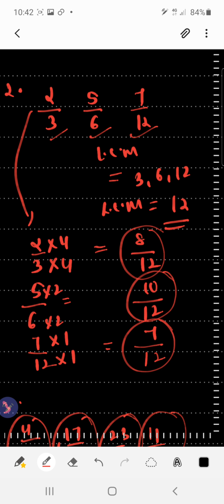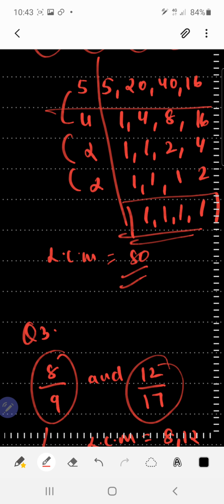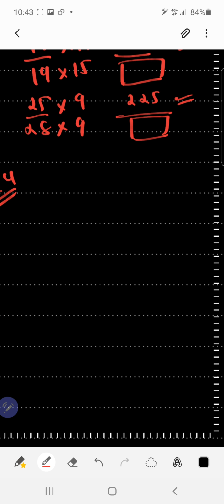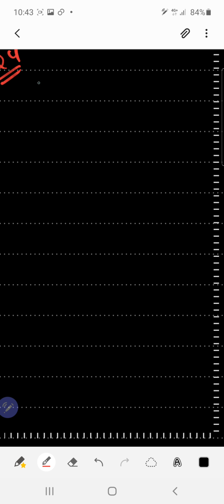Once we got the LCM, we made the fractions like that: 8 upon 12, 10 upon 12 and 7 upon 12. And if I say you to write these fractions in ascending order, ascending means you have from small to big, from smaller number to the bigger number. Out of 8 upon 12, 10 upon 12 and 7 upon 12, my dear kids, 7 upon 12 is the small, then 8 upon 12 and then 10 upon 12. This is how we write in ascending order. So similar process we will follow in our question number 4. So we have to make in ascending order.